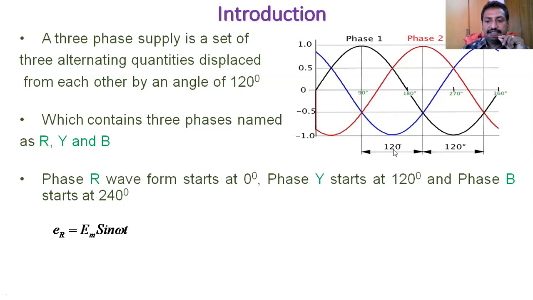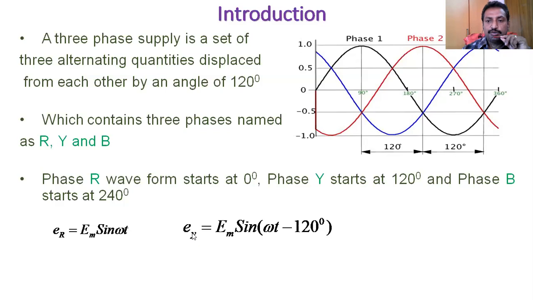And we require the magnitudes of these three phases. What is the magnitude of induced EMF in R phase? What is the magnitude of induced EMF in Y phase? What is the magnitude of induced EMF in B phase? The magnitude of induced EMF in R phase, ER, is EM sine omega t, because it starts from 0, EM at an angle of 0.